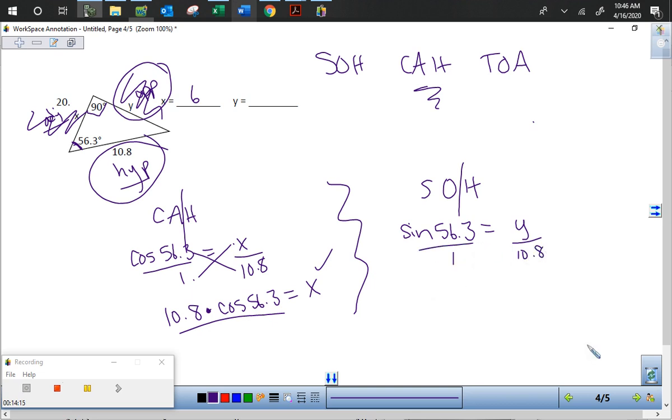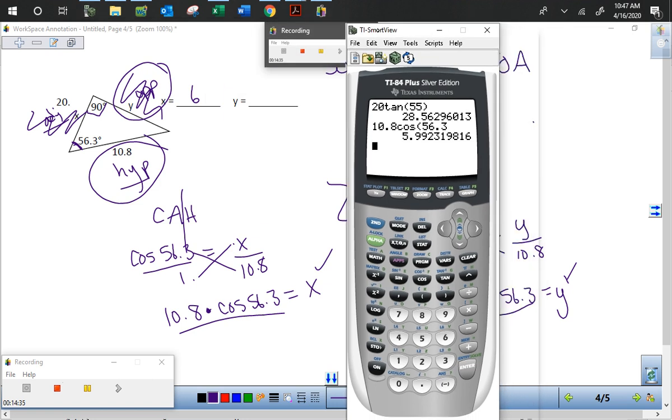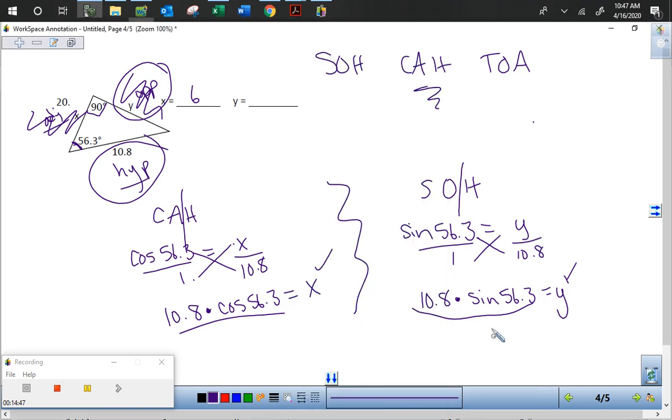Again, over 1 we can cross multiply. So 10.8 times sine of 56.3 equals 1 times y is y. Y is solved for, so we get to type this whole thing in. So it looks a lot like the other one, but we're going to use sine instead. So 10.8 sine of 56.3 is 8.98, looks really close to 9, so 9 it is.